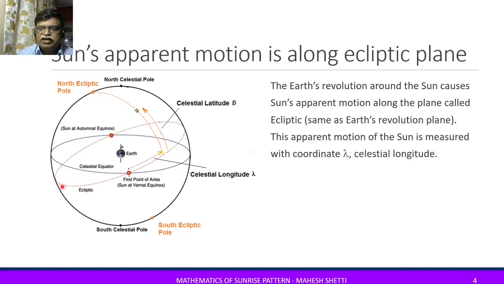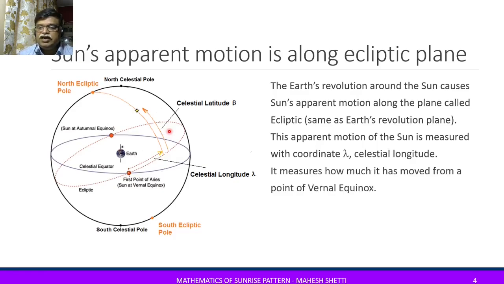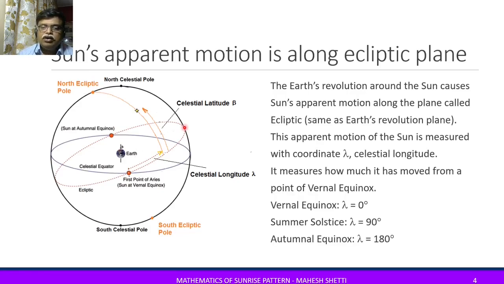So the Earth's revolution around the sun causes the sun's apparent motion along the plane called the ecliptic, and the apparent motion of the sun is measured with the coordinate lambda, the celestial longitude lambda, and it is measured from the vernal equinox. As the sun is apparently moving uniformly, lambda is changing almost about 1 degree per day. It measures how much it has moved from the point of vernal equinox, and on vernal equinox lambda will be 0. On summer solstice lambda is going to be 90 degrees. On autumnal equinox lambda is going to be 180 degrees, and on winter solstice lambda is going to be 270 degrees. And again on vernal equinox it will complete 360 degrees, which you can count again as 0 degrees.